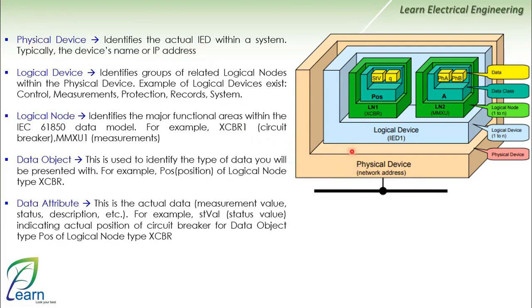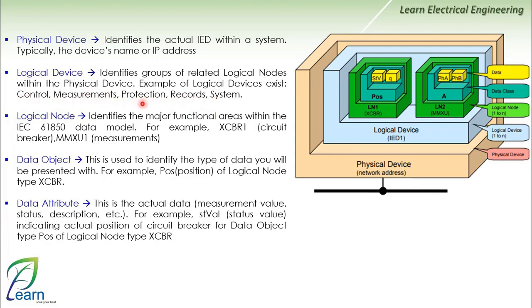Very nice, okay. Inside this physical device, I find something called the logical device. What is the logical device? It is a group of logical nodes inside your physical device. And the logical device consists of control, measurements, protection, records, and system. Of course, the relays might have slightly different names, but in general, these are the logical devices that exist. For example, you have something called a logical device named control, and this control is inside a group of logical nodes, and the same goes for measurements, protection, and so on.